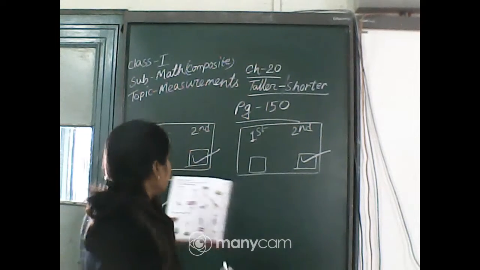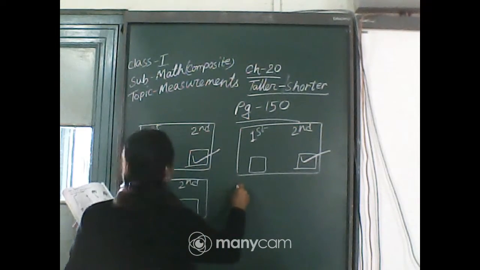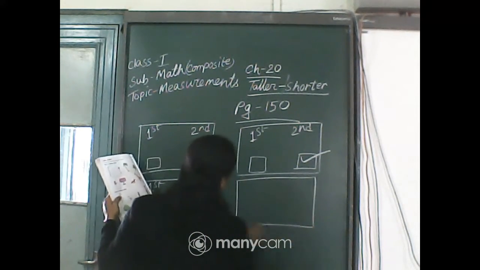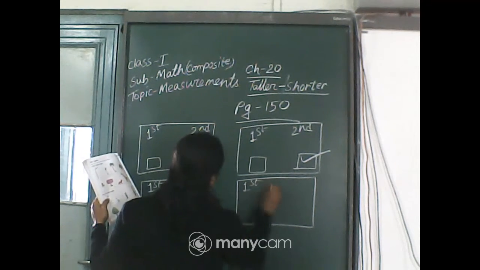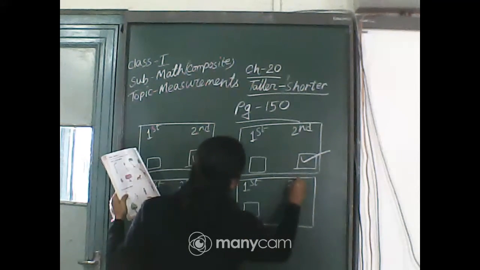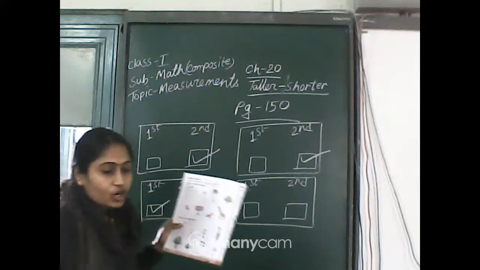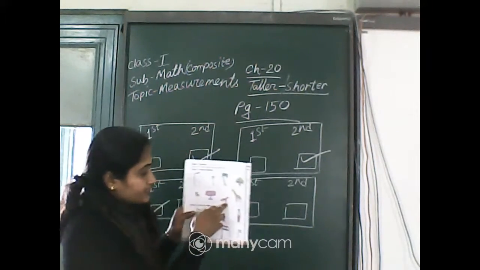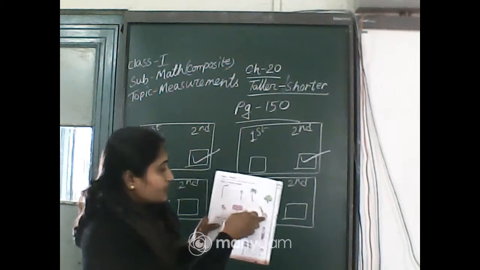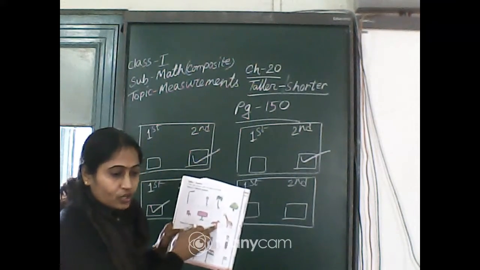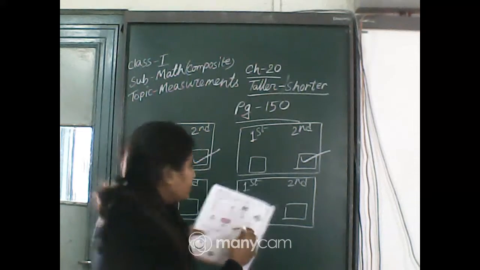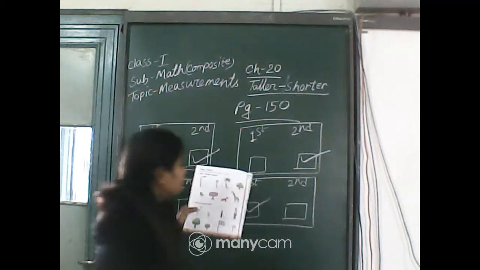And the next picture, fox and giraffe. First picture fox and the second picture giraffe. Now you have to tick which is shorter. You can see the giraffe is taller and the fox is shorter. You have to tick shorter, so please tick the first picture.